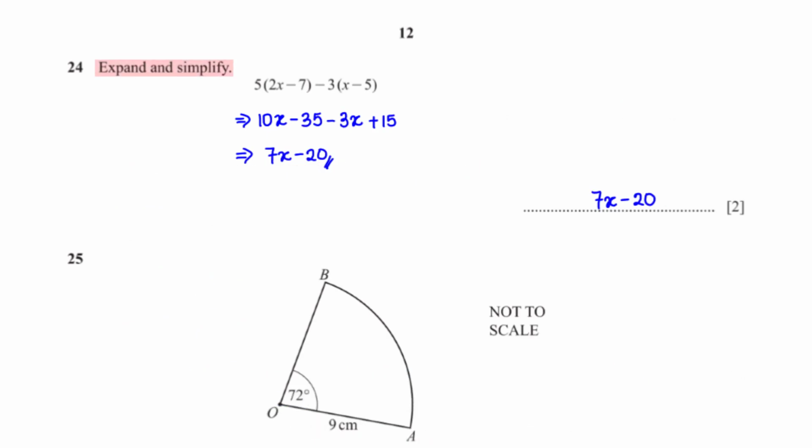Expand and simplify 5 times 2x minus 7 minus 3 times x minus 5. When we expand the brackets, 5 times 2x is 10x. 5 times negative 7 is negative 35. Negative 3 times x is negative 3x, and negative 3 times negative 5 is 15. When we group like terms, 10x minus 3x is 7x, and minus 35 plus 15 is minus 20. So we have 7x minus 20.